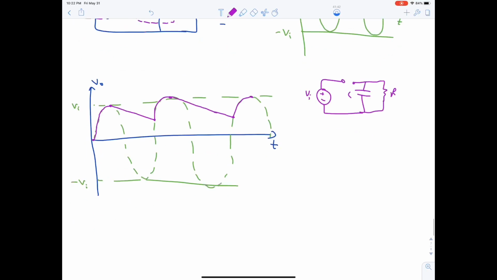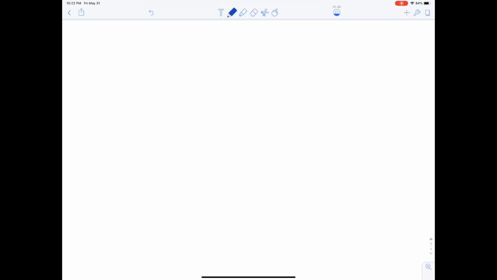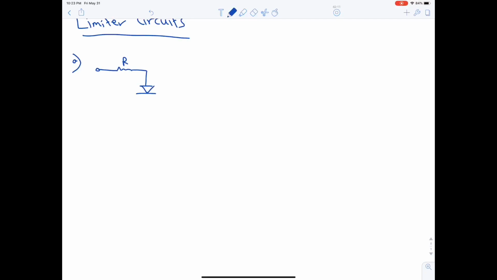Moving on to the next part, which is the limiter circuits. As its name suggests, it limits the output voltage. Limiter circuits. We will consider different types of limiter circuits. Let's begin with this one. We have a resistance, a diode. Okay, this is VI, this is V output.